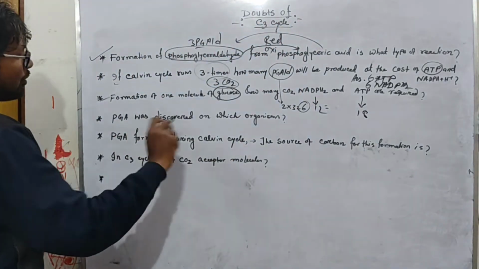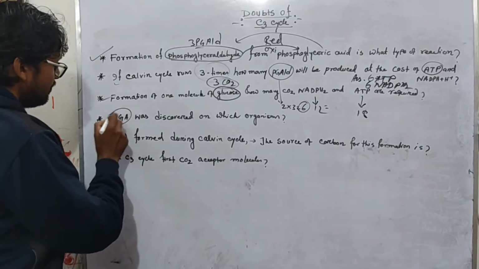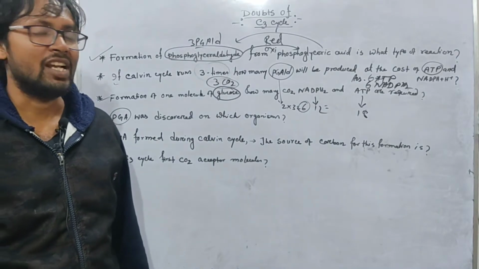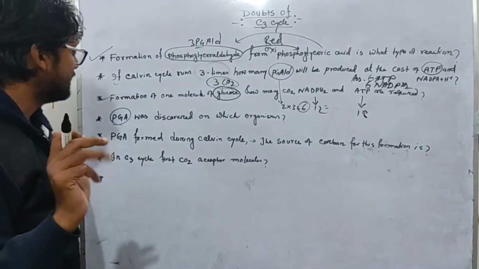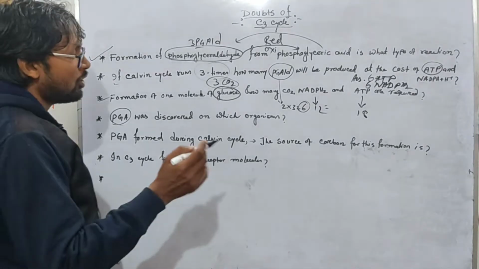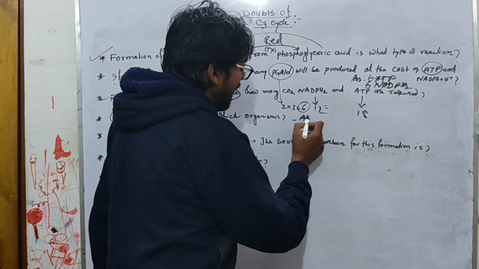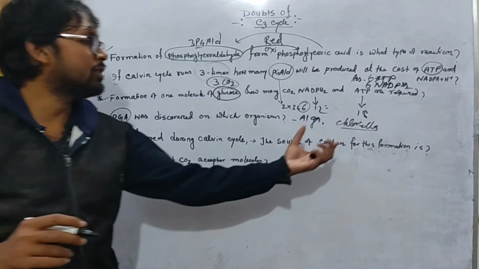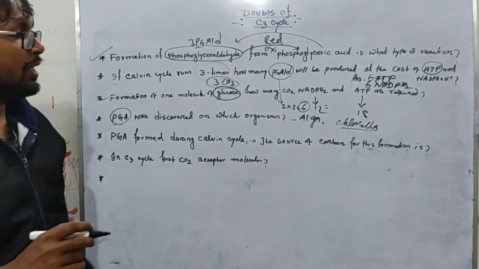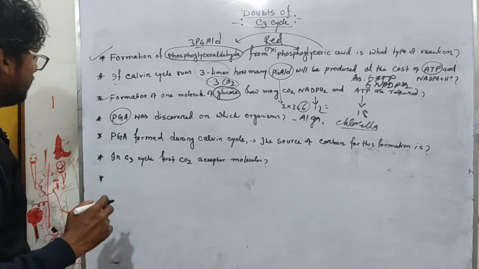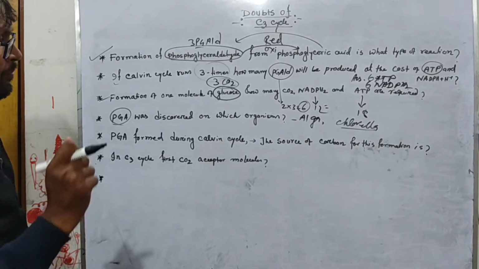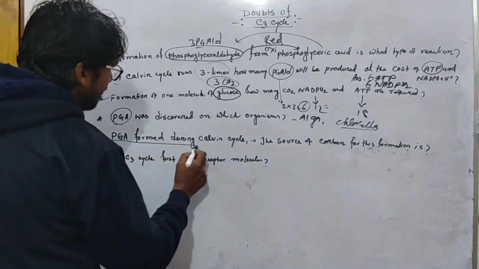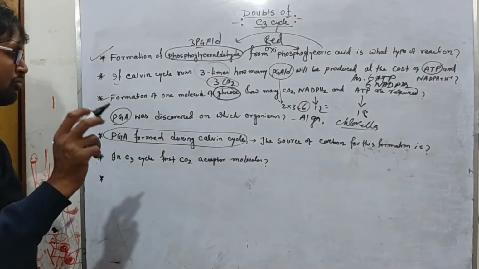Now, PGA was discovered in which organism? Phosphoglyceric acid was first discovered by whom? Melvin Calvin. He used a radioisotope, and the organism utilized was Chlorella, an alga. Chlorella is a unicellular organism, a photosynthetic alga.